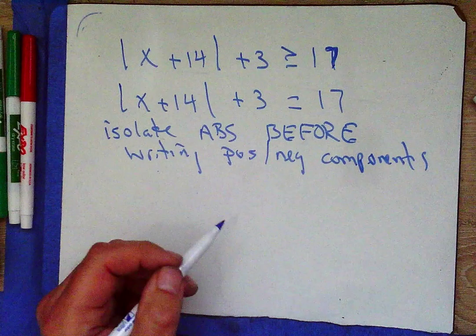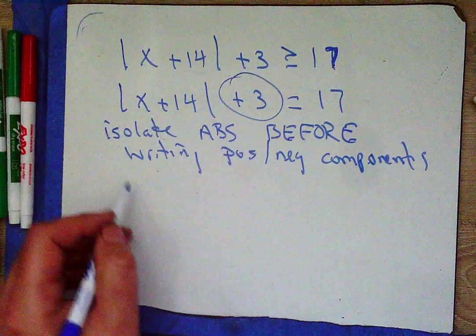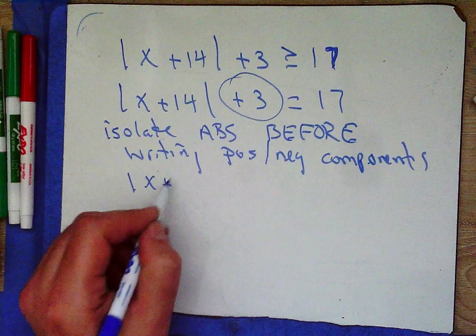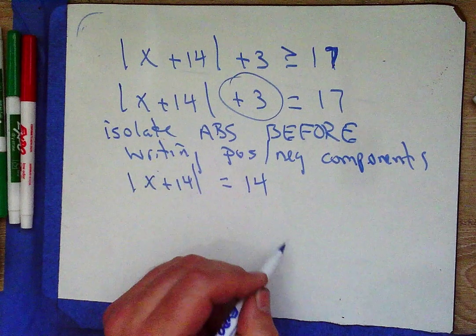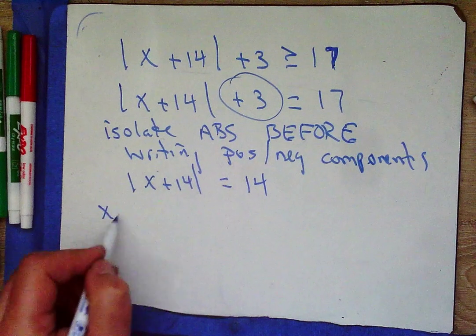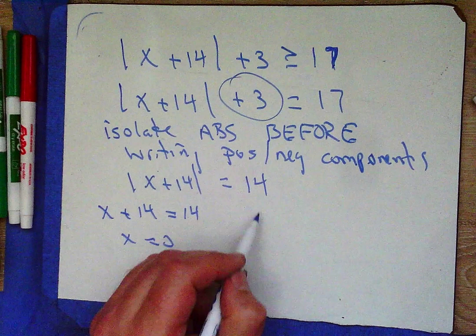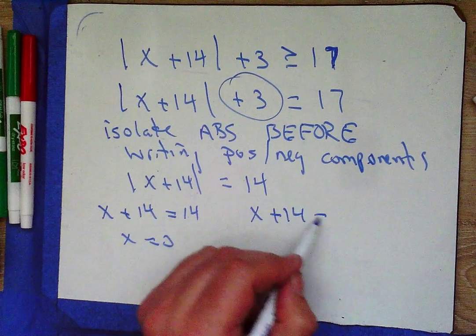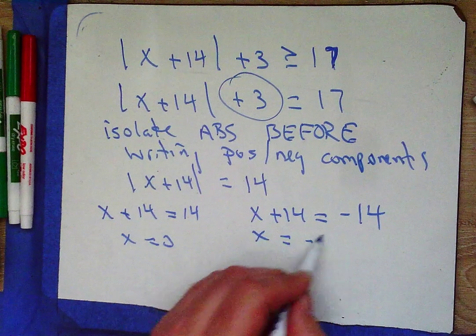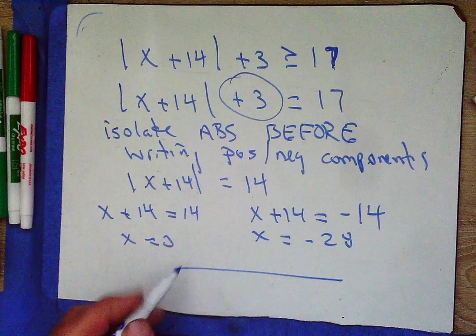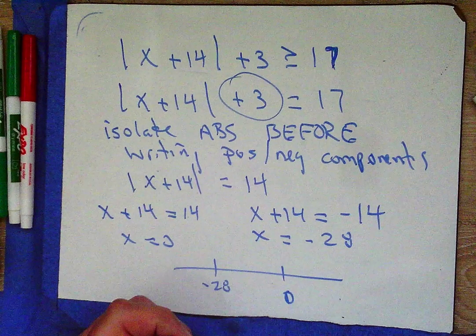You really have to do that. If you don't, you've got a problem. So I've got to subtract 3 from both sides. That's the value of x plus 14 equals 14. And so now the positive component, x plus 14 equals 14, means x equals 0. And x plus 14 equals the negative component, negative 14. So x equals -28. So we've got 2 critical numbers, -28 and 0.